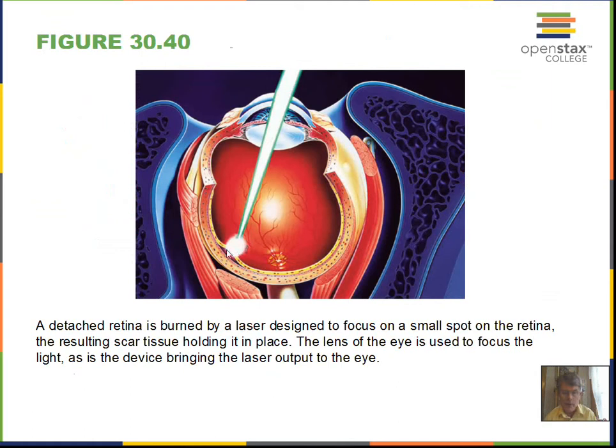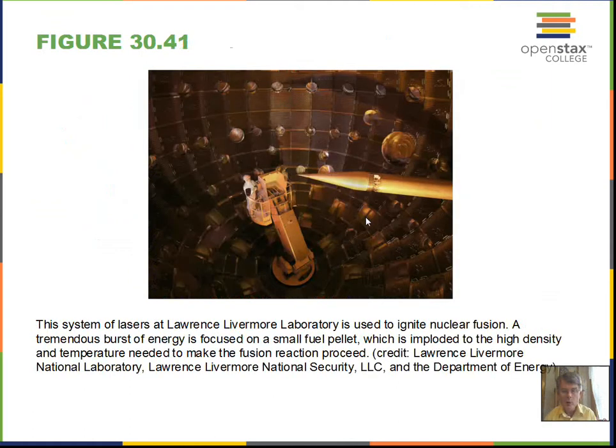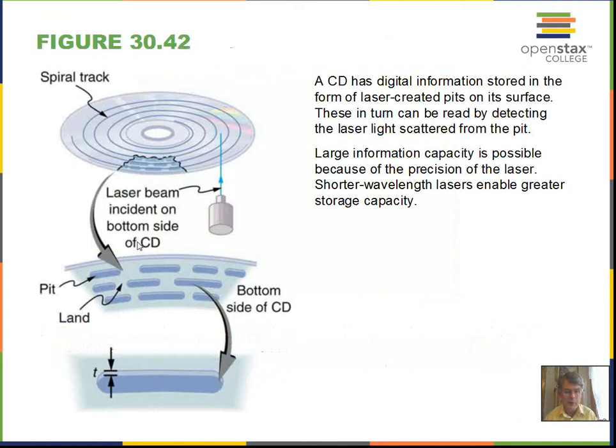Lasers are also being employed to try to produce fusion, the fusing together of hydrogen nuclei into helium and releasing energy. It would be a safer form of nuclear energy than the fission of uranium. We'll talk more about that in the nucleus chapter. Of course, a laser is used for CDs and DVDs. There are pits and valleys, pits and land.